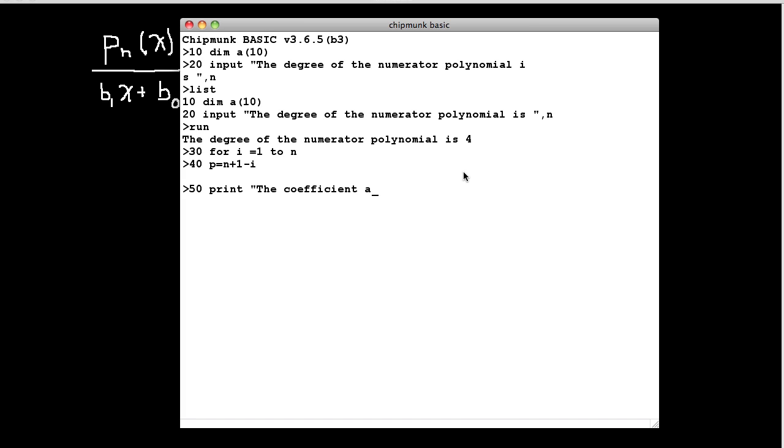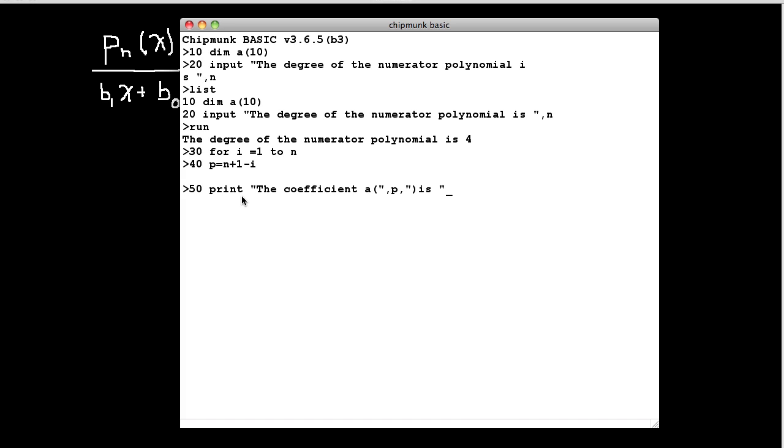Print the coefficient A, open parentheses, quotation mark, comma, P, comma, quotation mark, close parentheses, is, space, parentheses. So let me look at this again. It's going to print the coefficient A, then it's going to put the value of P in between the two parentheses. It'll print is, and then what it's asking for is input.